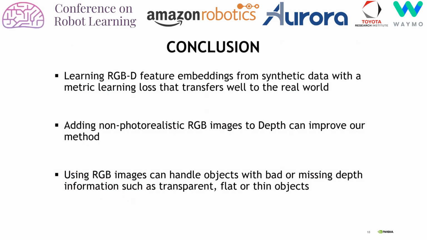In conclusion, we introduced a novel method for learning RGB-D feature embeddings from synthetic data with a metric learning loss that transfers well to the real world. Adding non-photorealistic RGB images to depths can improve our method. Using RGB images can handle objects with bad or missing depth information, such as transparent, flat, or thin objects.